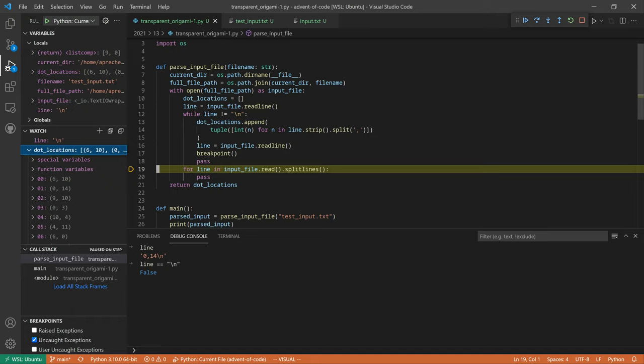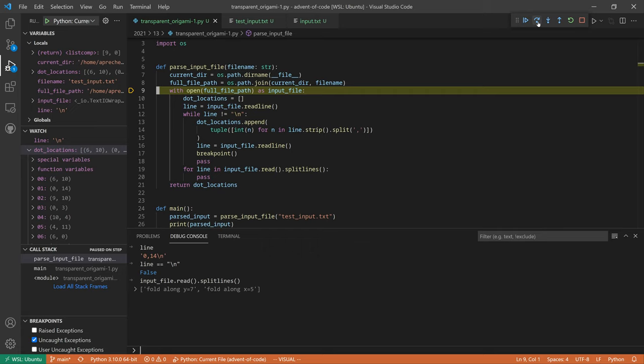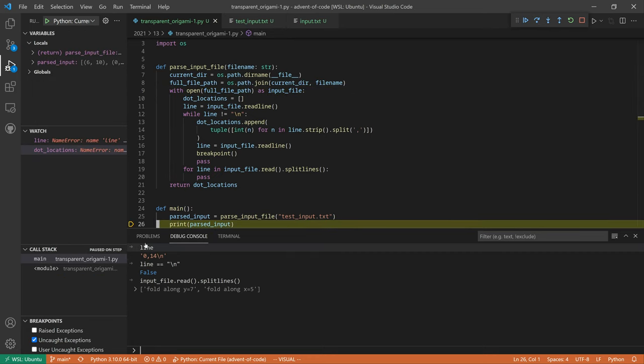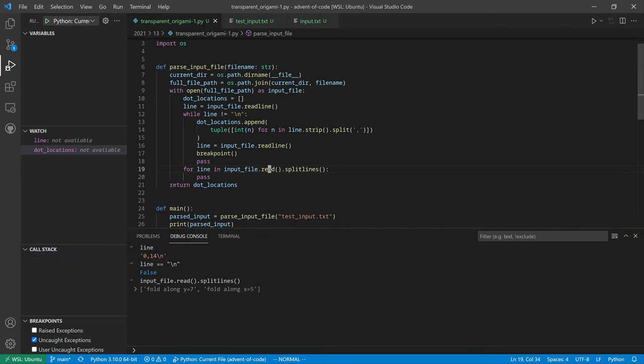So now for each line in input file.read.split lines. Actually, let's check right here. Input file.read.split lines. Yeah, okay. I guess whatever was broken before is not broken now. Cool. Okay. So we're reading that properly.